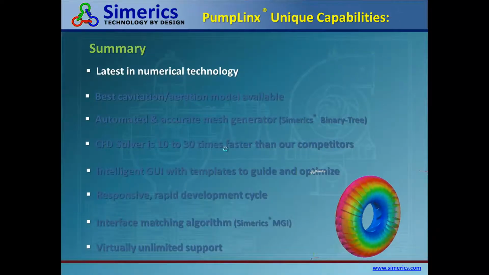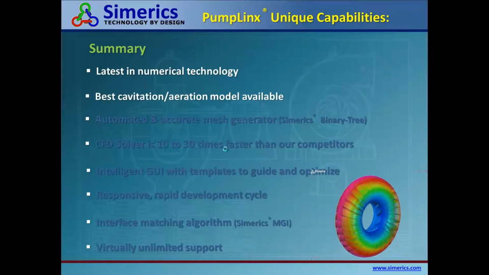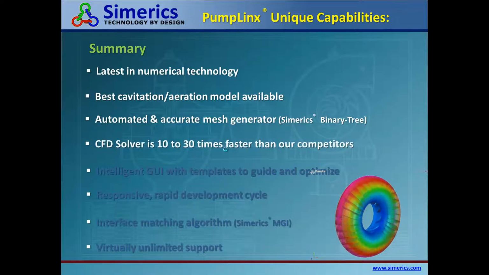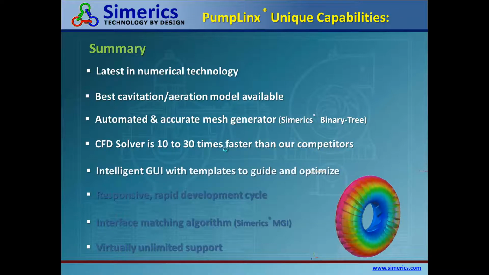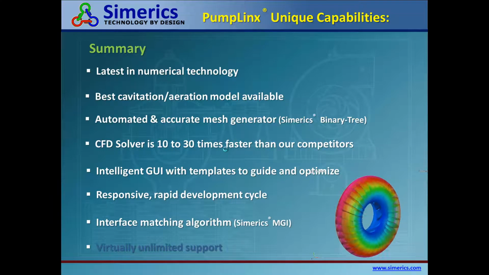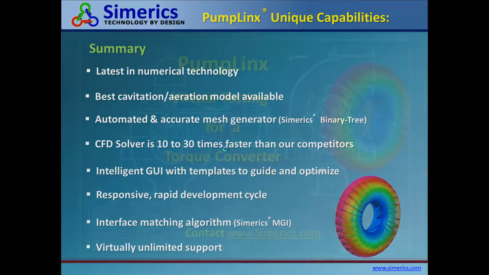So to summarize, PumpLinx has the latest in numerical technology. It has the best cavitation aeration model available. It has an automated and accurate mesh generator using binary tree meshing. The CFD solver is 10 to 30 times faster than our competitors. It has an intelligent GUI with templates to guide and optimize, resulting in a responsive, rapid development cycle. PumpLinx has an interface matching algorithm, and it comes with virtually unlimited support.